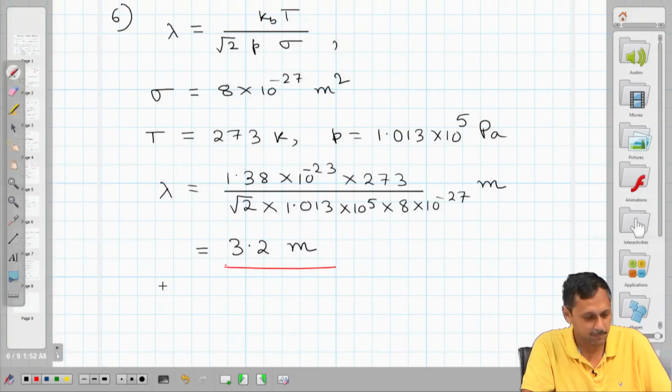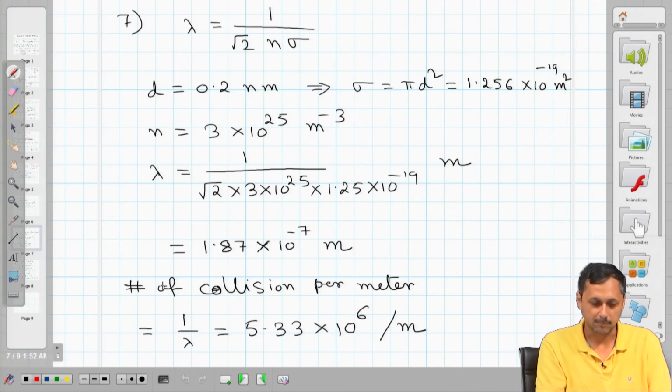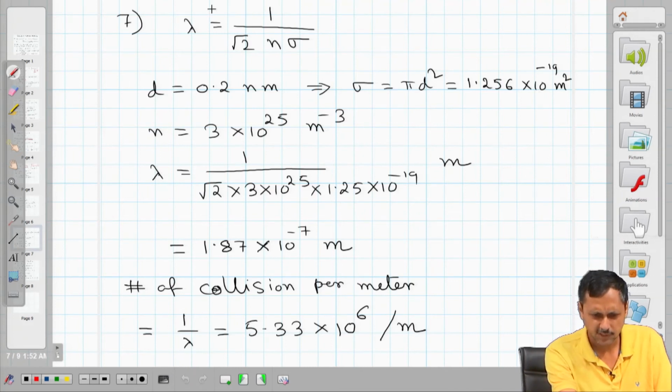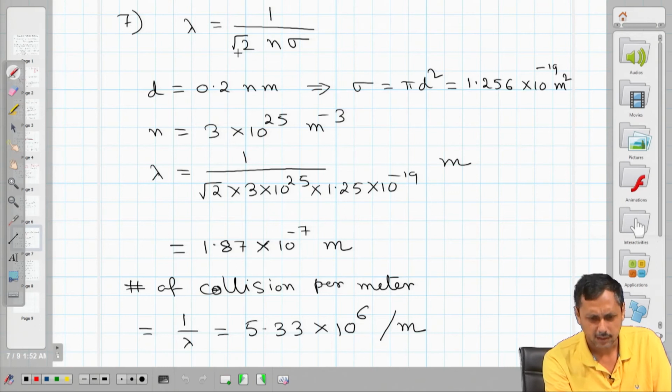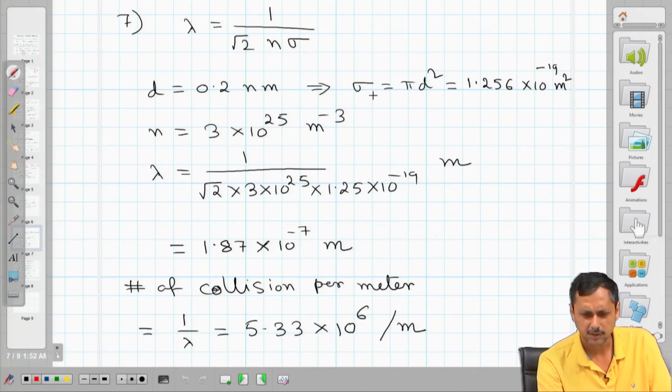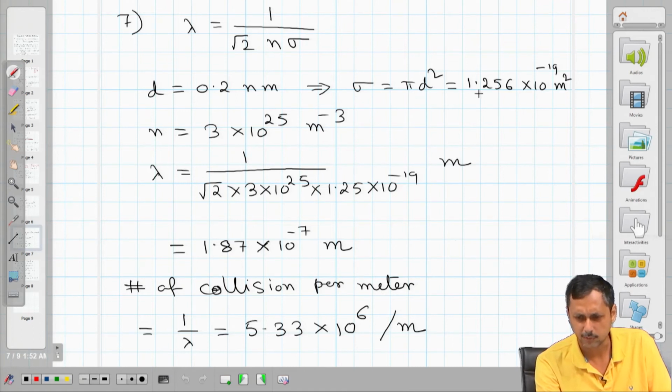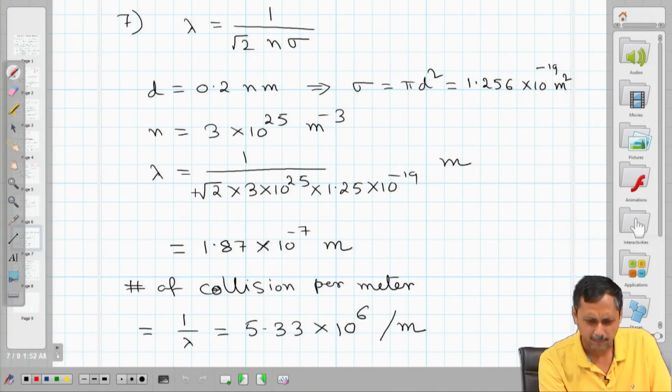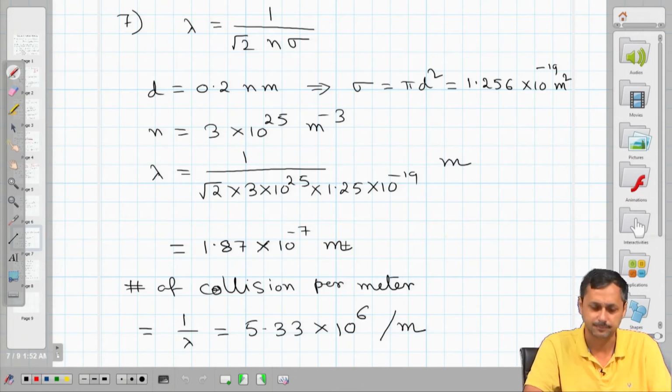Once again, simply put in the numbers, you get 1 by root 2 n sigma. You put d is equal to 0.2 nanometer. So, that means sigma is equal to pi d square is equal to 1.2 into 10 to the power minus 19 meter square. N is given, lambda very straightforward, it comes out to be 1.87 into 10 to the power minus 7 meters, right.